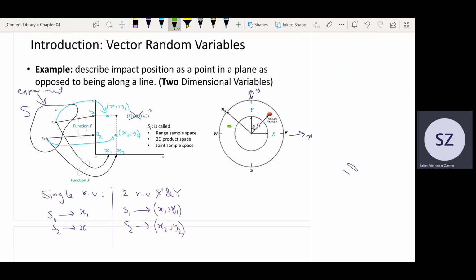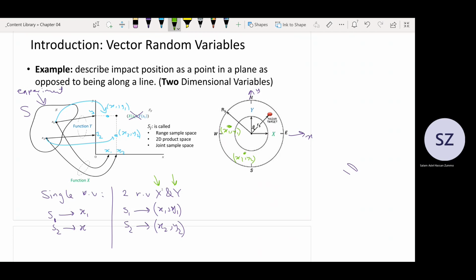Now when you shoot again, you get another sample space outcome. Every time you shoot is as if you are running an experiment, right? So you get one outcome. Now when you get another outcome, it might be here. This is described by the x coordinate. So this will be x2, y2, and this will be x1, y1. So the result for us, as students, is that we have two random variables, x and y, describing the same thing.